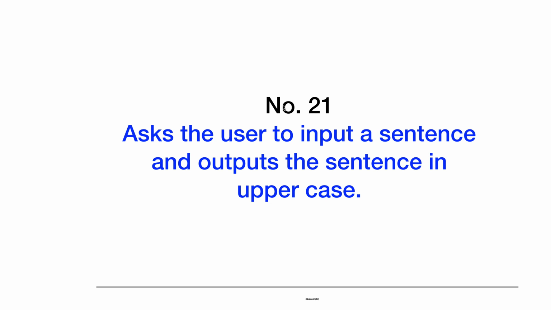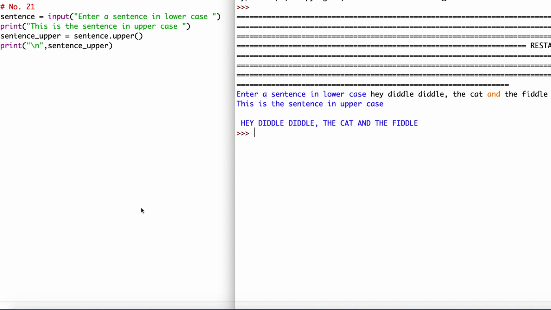For number 21, write a program which asks the user to input a sentence and outputs the sentence in uppercase. Okay, here we have the output for number 21. The output says, enter a sentence in lowercase, and we've written, hey diddle diddle, the cat and the fiddle, and this is the sentence in uppercase. Hey diddle diddle, the cat and the fiddle, all in uppercase.